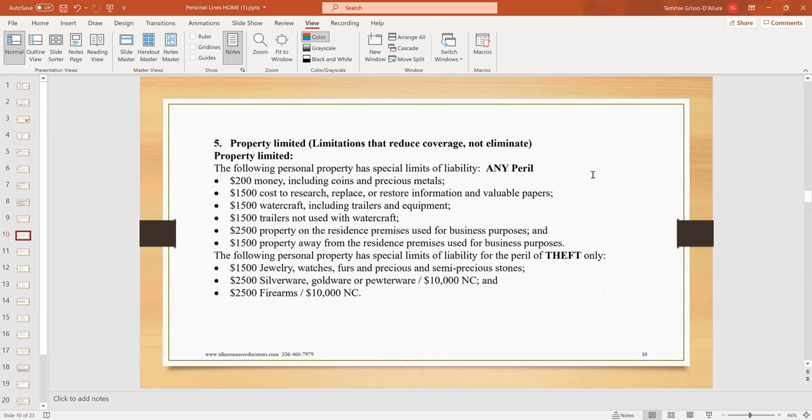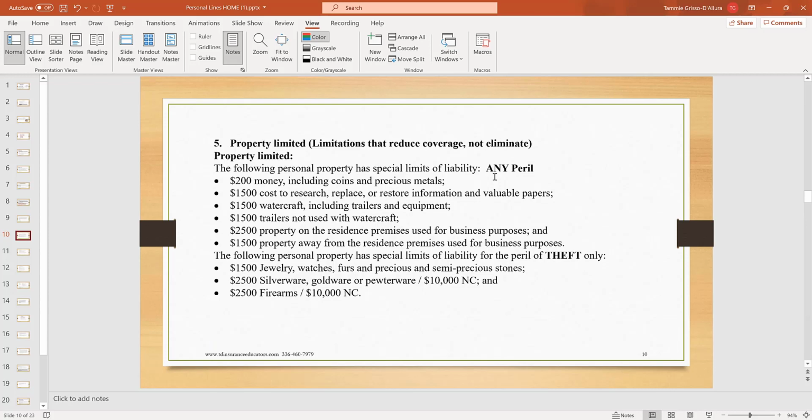Now, even though you have coverage C, which is your contents, which is your stuff, think furniture, think TVs, think computers, that type of thing, you are going to be limited on that coverage C. Now, these limitations do reduce coverage, but they do not eliminate coverage. So what does that mean? Your property is limited. The following personal property has special limits of liability for any peril. That means if there's a fire, if there is a theft, if there's vandalism, it will be covered and it will be very, very limited.